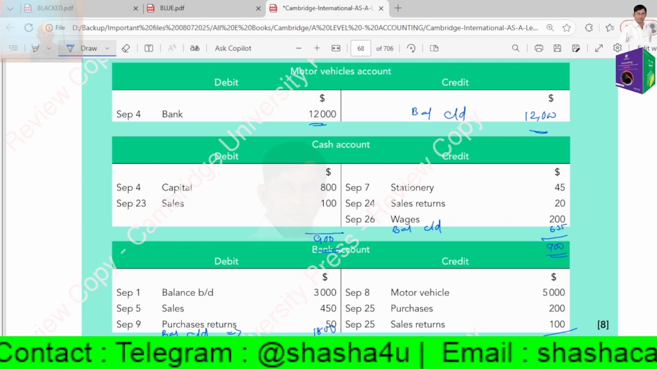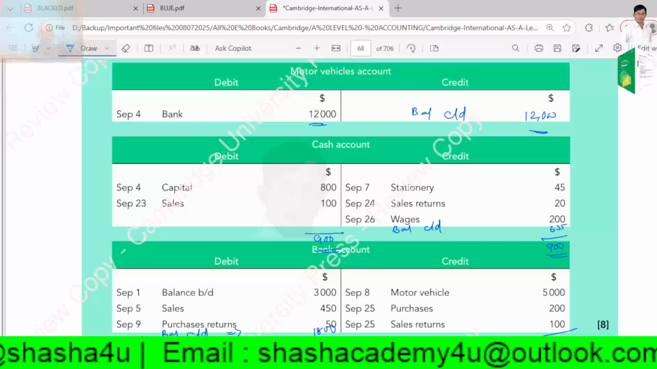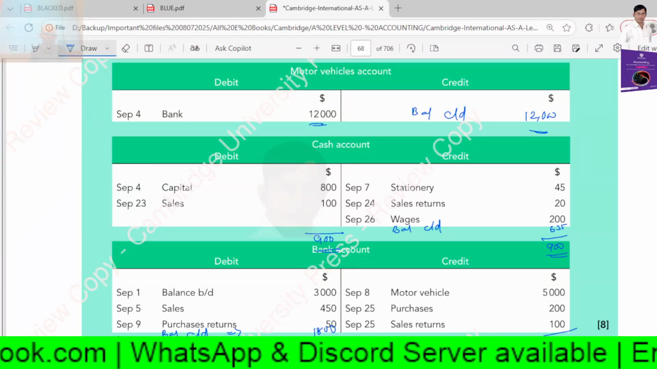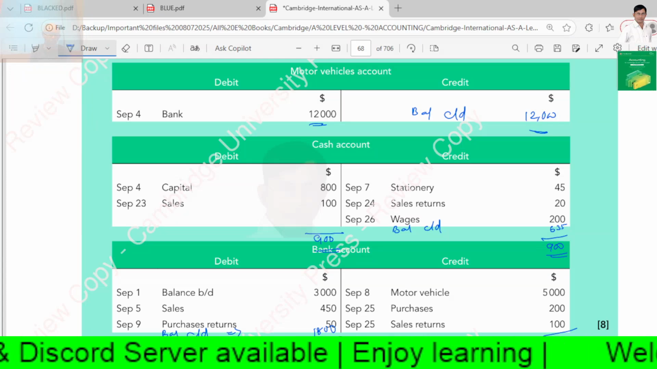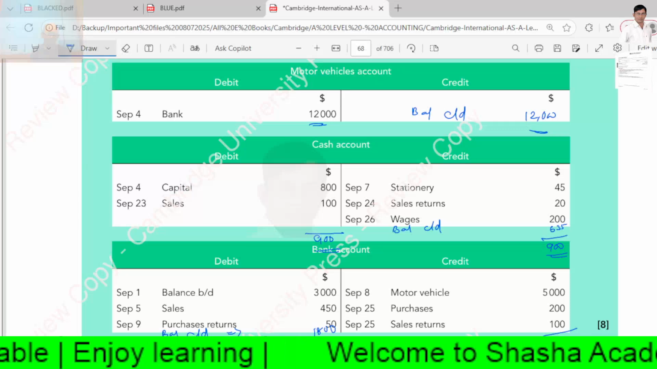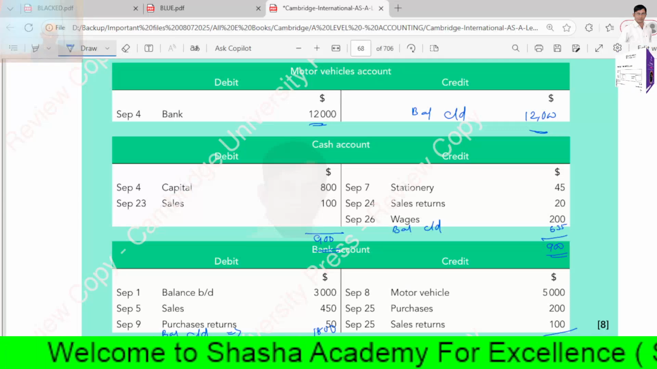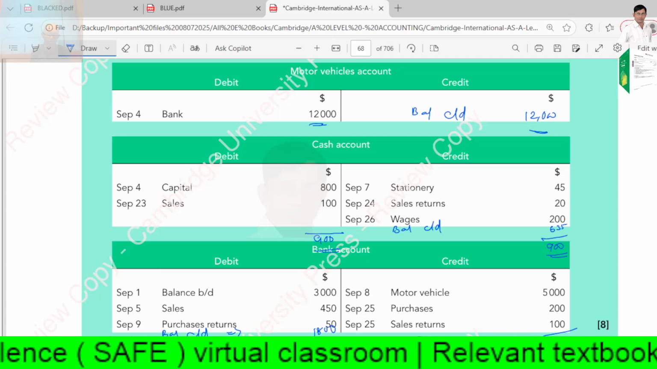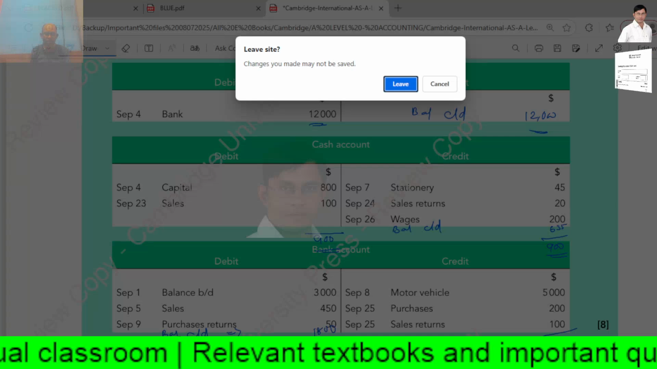Explain why trade receivables accounts have debit balances while trade payables have credit balances. Trade receivables are normally an asset, accounts from which money is receivable. They always show debit balances because they owe us money, they owe the business money. Whereas trade payables are liabilities.